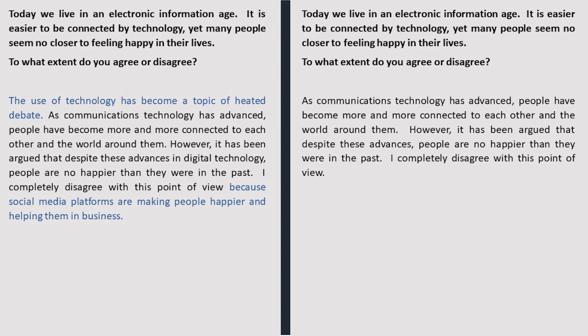So if you're using this structure that I don't like, firstly, you can get rid of that topic of heated debate nonsense. No need for that one. And you don't need to give your reasons for your position in the introduction. As you can see on the right, the way I presented my position is, I completely disagree with this point of view. Alternatively, I might say, I completely agree with this point of view, but I don't need to say why. So that's something else you can change.